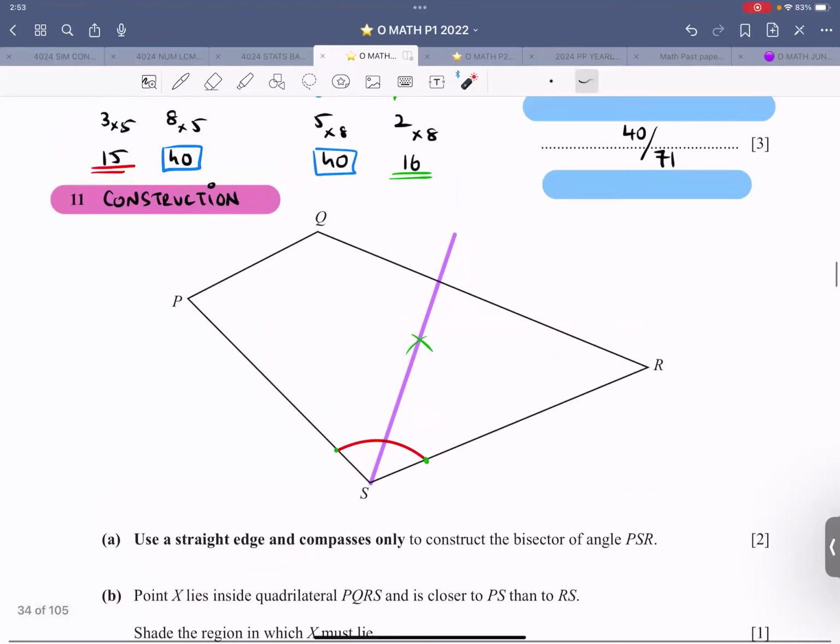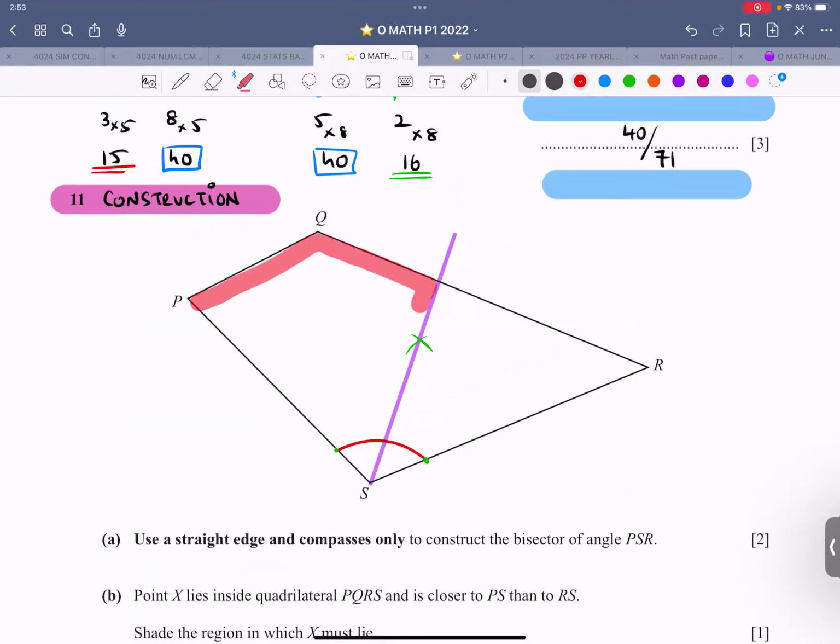Shade the region in which X must lie. I think that's pretty basic. So let me shade it in red color. This is the region in which the point, what's the name of the point? X can lie. So now this is like this, and without lifting the pen, I'm shading this. And that's all about it. Of course, you don't have to shade it like this. You can just draw some crosses, something like that. So this is the shading that I've done over here.